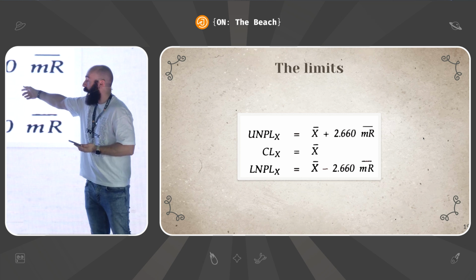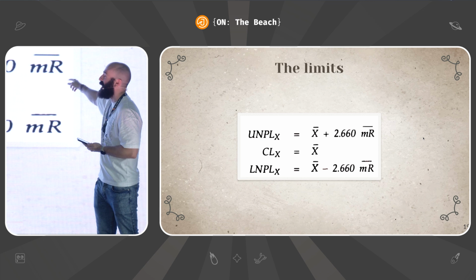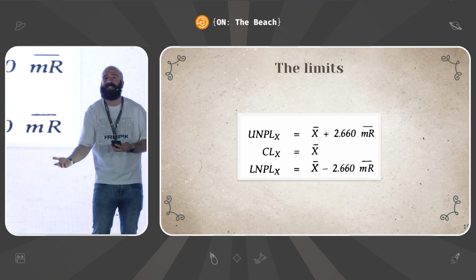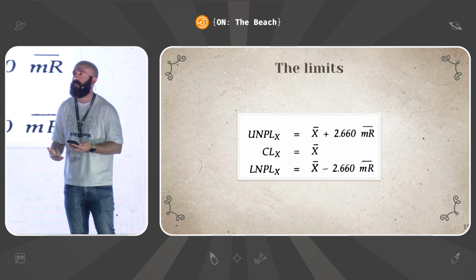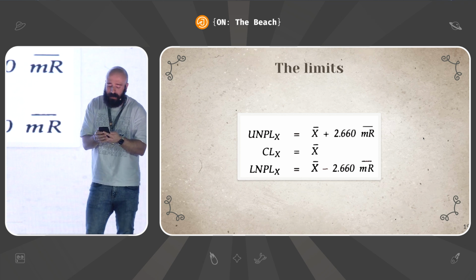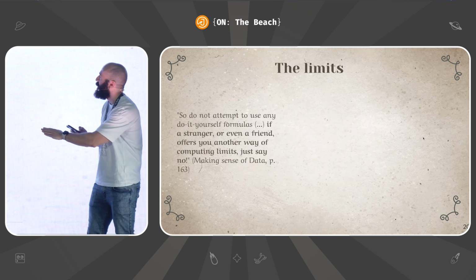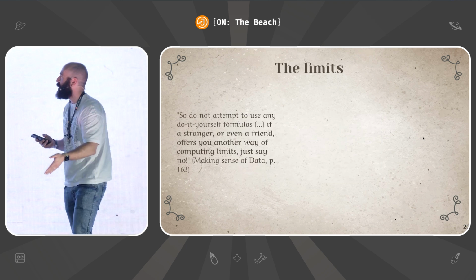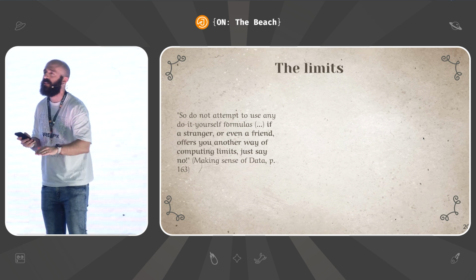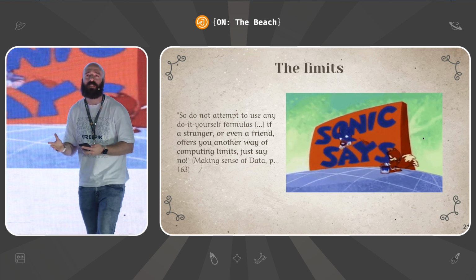You have the average of those samples, and you have a factor, 2.6, multiplied by the average moving range. The moving range is the difference between consecutive values of your time series. You are presented with that, and he doesn't want to tell you, he just tells you this is the way to compute the limits. If a stranger or even a friend offers you another way of computing the limits, just say no. So remember, kids, do not accept sweets from a stranger.